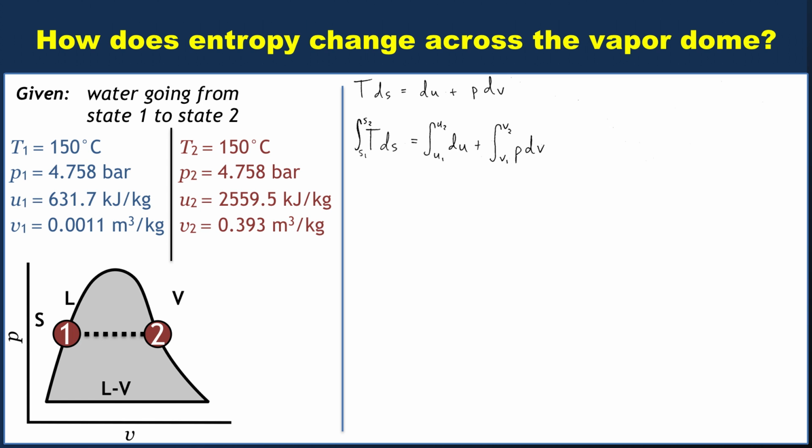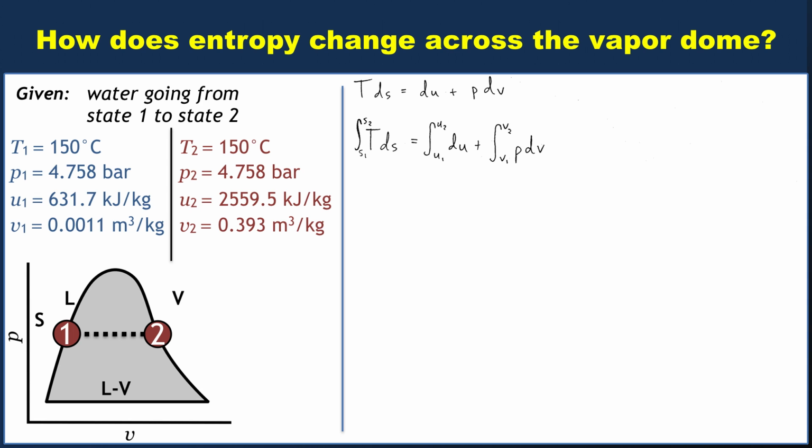Let me show you. So the integral of TDS from state 1 to state 2 is the integral of du plus the integral of p dv. All of those indices are going from 1 to 2. Now you have to be careful. The variable that you put in for the limit of integration, of course, has to match the differential element, right? It would not make sense to integrate from t1 to t2 of TDS, since ds is the differential element, we need to integrate from s1 to s2.